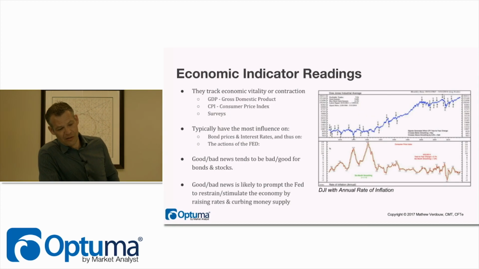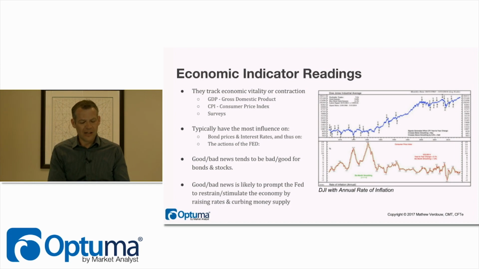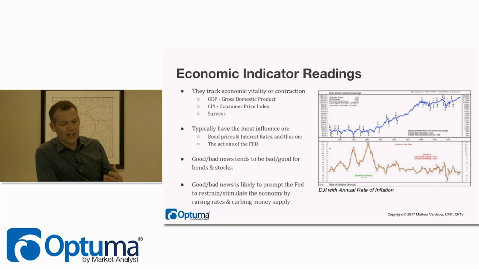Economic indicator readings. So these are, again, all of these types of things like the gross domestic product, the consumer price index, surveys and things like that. So again, it's looking at those, going to the FRED database, and finding those types of surveys and those types of economic indicators and using those as inputs into the model. They typically have the most influence on bond prices and interest rates, but of course, as we've said, those things then have a flow-on effect to the equity markets. And so it's just knowing those and timing them. Are they a negative influence? Are they a positive influence?